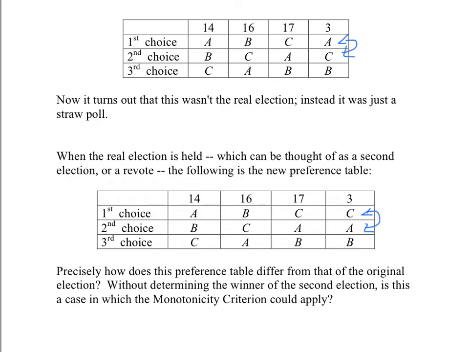these three voters have moved C higher. There are no ballot changes that move A or B any higher, and there are no ballot changes anywhere that move C lower. The only change has been to move Claire, the original winner, higher on some ballots. The answer is yes. This is a case in which the monotonicity criterion does apply.